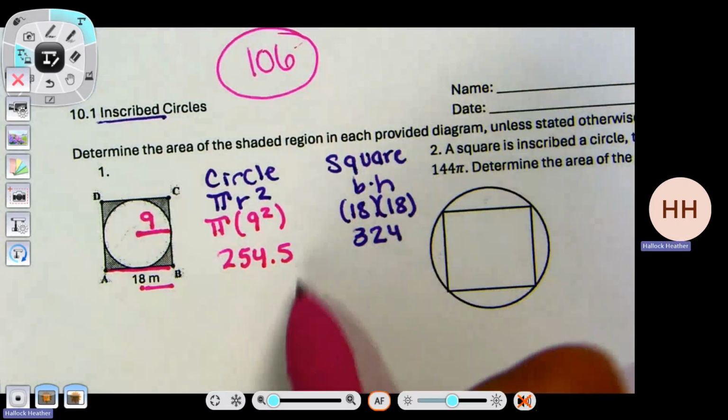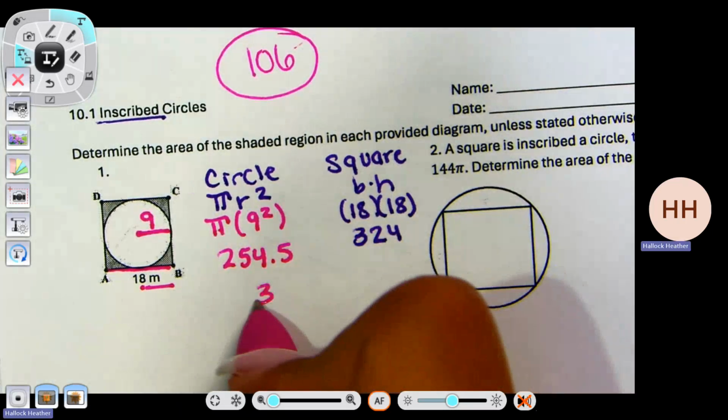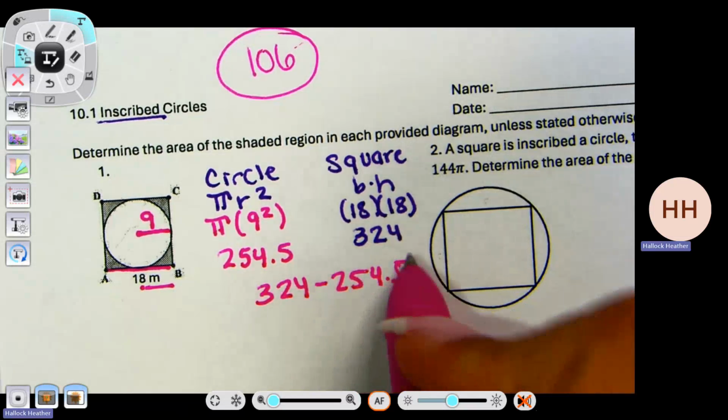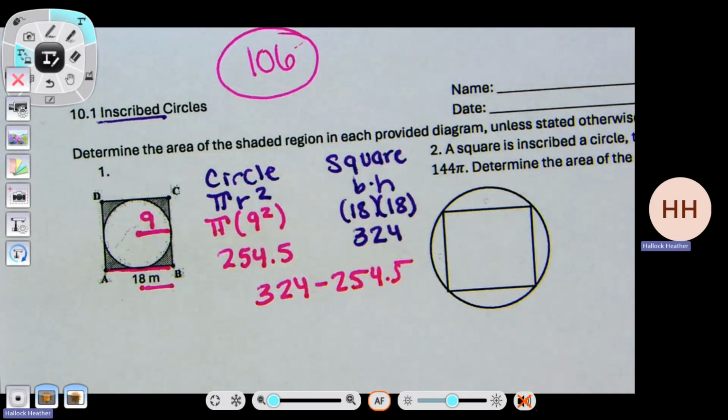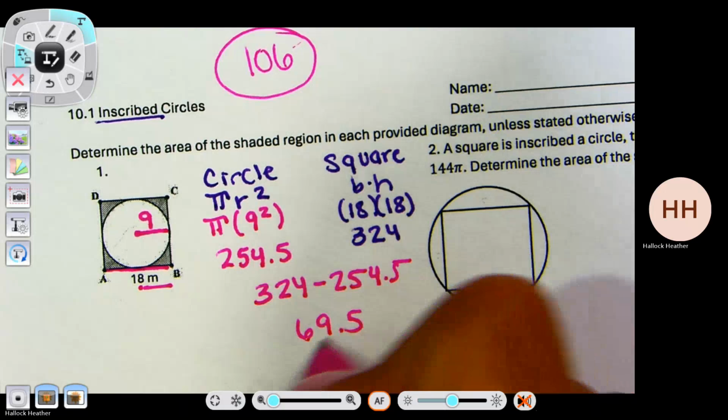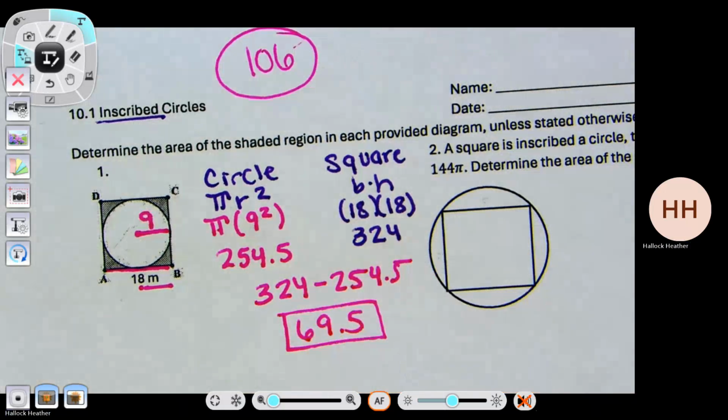So this one, you got to be careful. It's just big minus small. So 324 is more than 254.5. So if you accidentally get a negative number, it's just the positive number of that. So we get like 69.5. Yeah. Still not that bad, right? Not terrible. Let's switch it up a little bit.